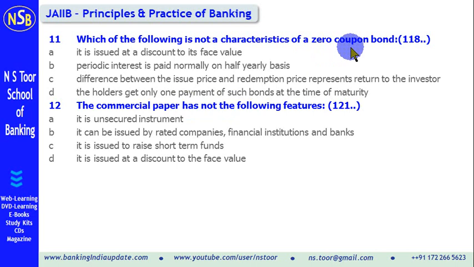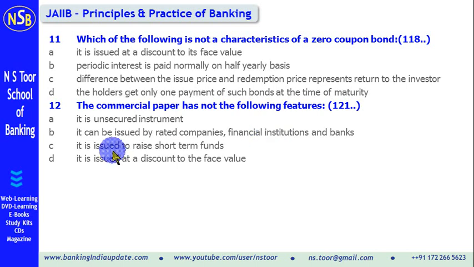Like a zero coupon bond, this is also issued at a discount to face value. Now we can see these features and find out which feature does not meet this explanation. So it is an unsecured instrument. Yes, that is correct. It can be issued by rated companies, financial institutions and banks. No, banks cannot issue it. Only rated companies or financial institutions can issue it. Hence, this feature does not meet the requirement. So this is our answer.